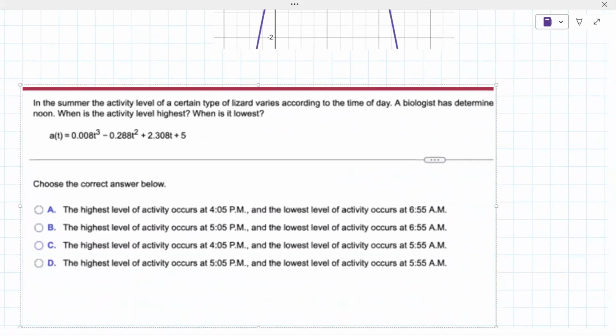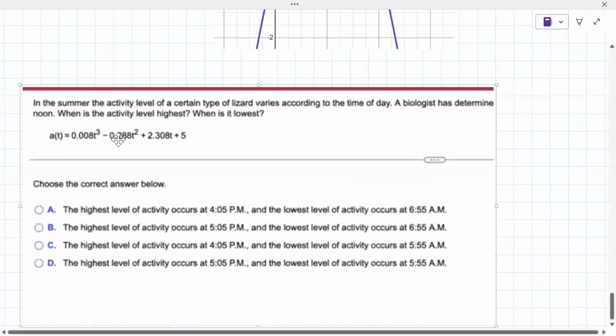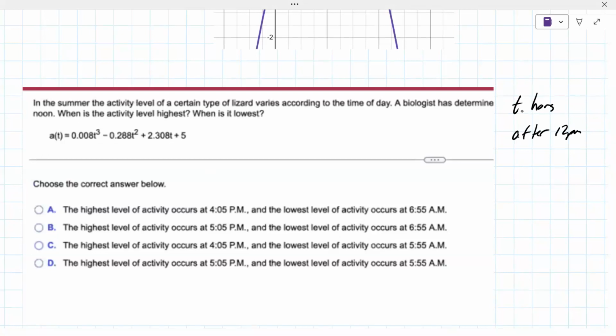Right. In the summer, the activity level of a certain type of lizard varies according to the time of day. All right, so here they're giving you the function. And I think it said something about it's like T hours after noon. Could you just double check that? Yes, 12 p.m. 2 hours after. Yeah.